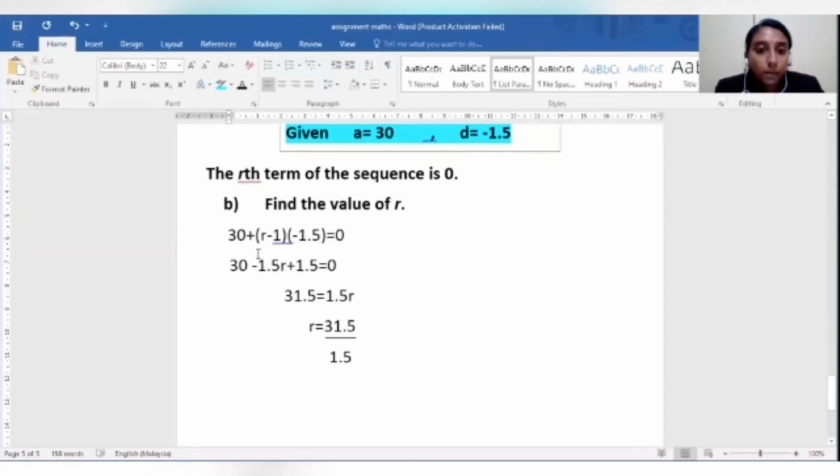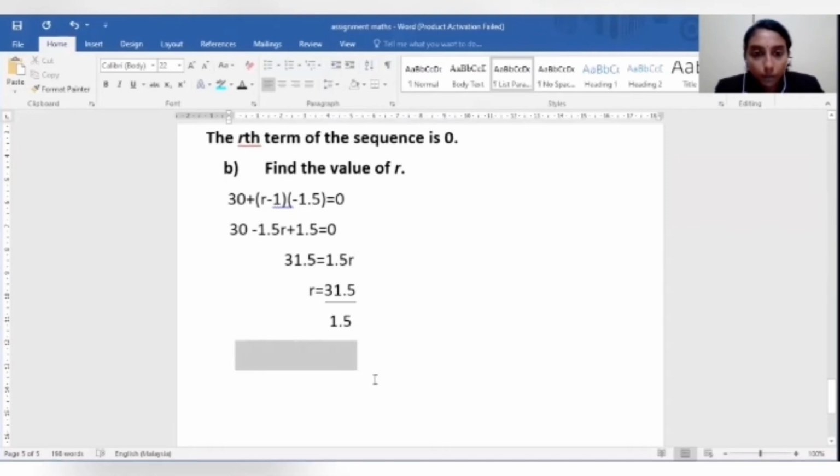And then if we multiply this, we will get 31.5 equals 1.5R, because we just move this negative 1R to the front, so the negative will be gone and it will be positive. So 31.5 divided by 1.5, the answer will be 21.